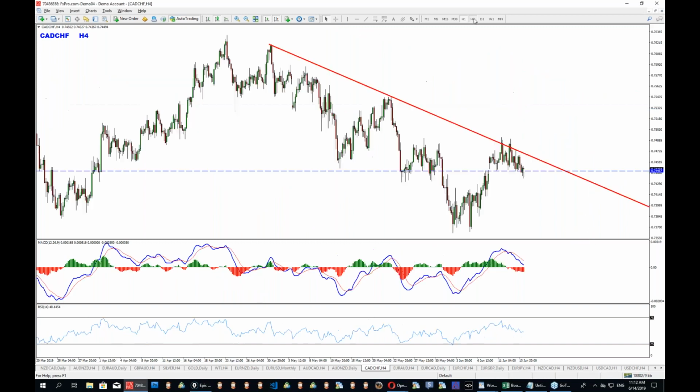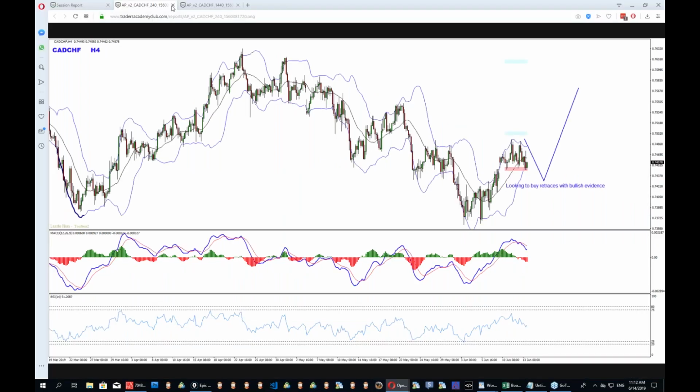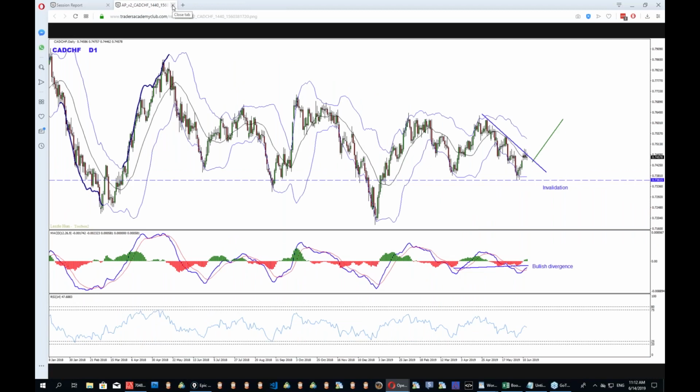Of course, different analysis, different views. If every trader in the world was thinking the exact same thing, there would be no markets, right? We would all be buying and selling at the same time. So that's basically my idea. Again, a slightly different view. And that's about CAD franc, guys. Then let's continue.